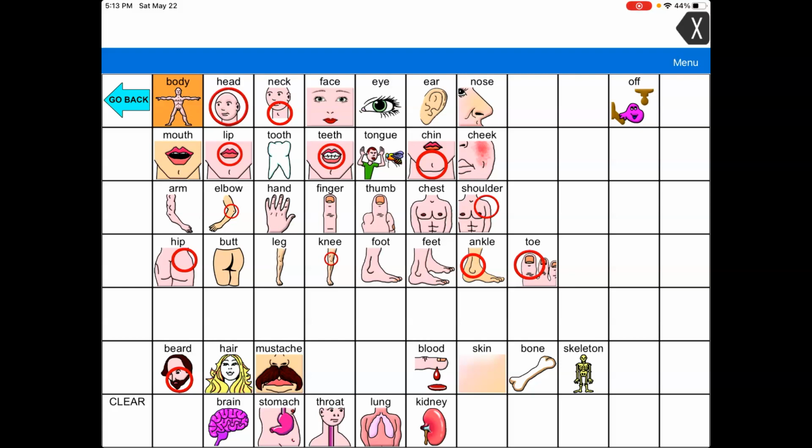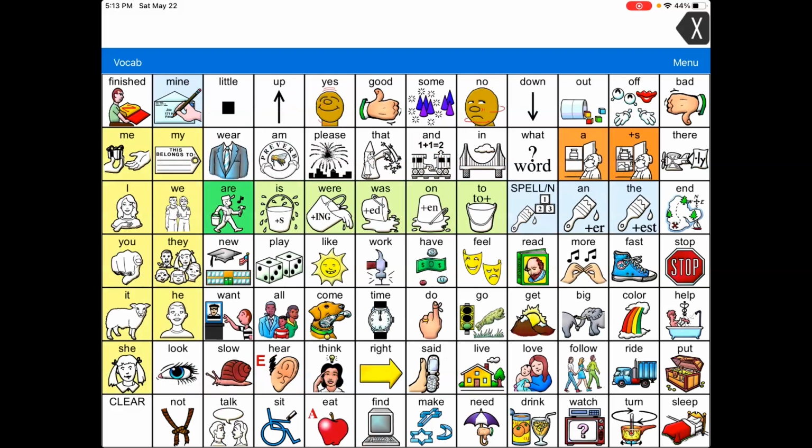So we have access to talking about our body parts. Plus, we have that word off on that right-hand side. We can take the parts off of Mr. Potato Head. All right, let's go back. Let's do a couple more.